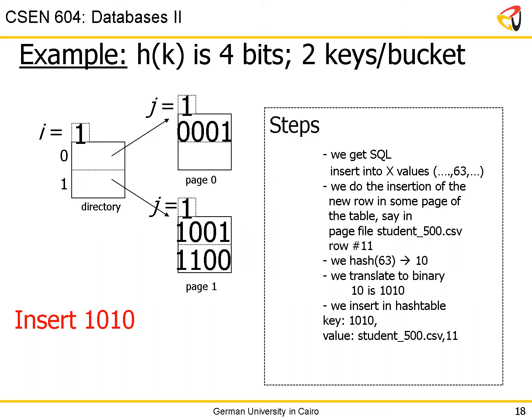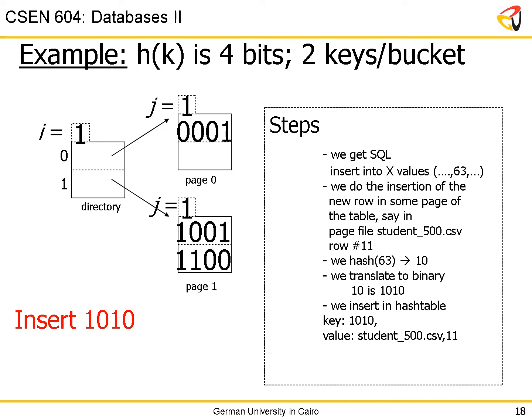Only one bit, which is the leftmost bit. So I will go and check my entry, which is what I'm trying to insert, which is 1010. Now the leftmost bit there is actually a 1. So I will follow in the directory the arrow that is coming out from the cell that is labeled as 1, because this is where the entries that start with 1 will go.